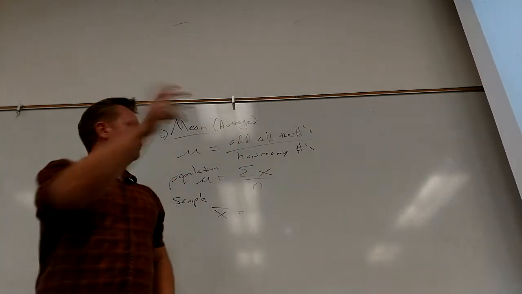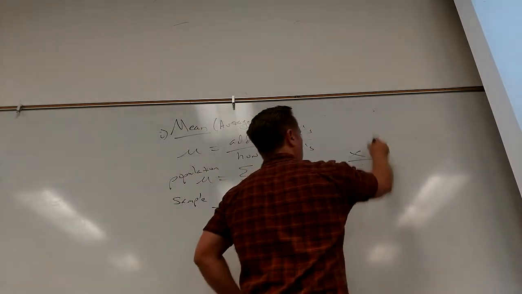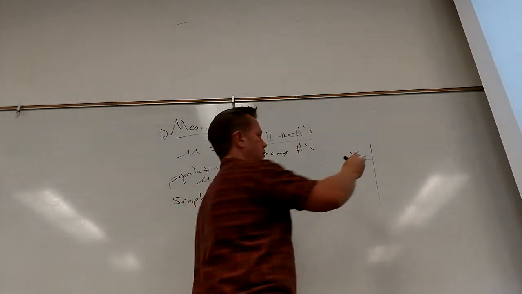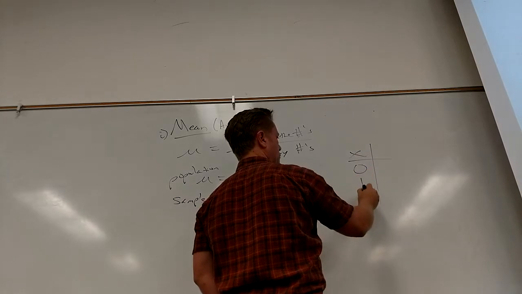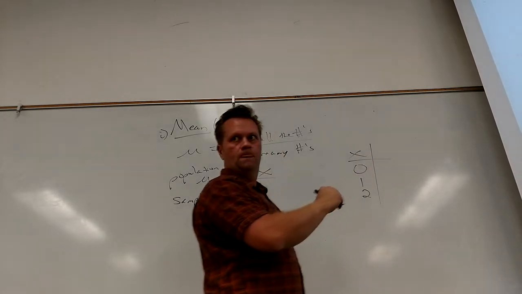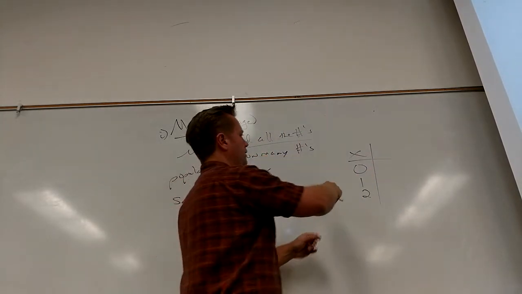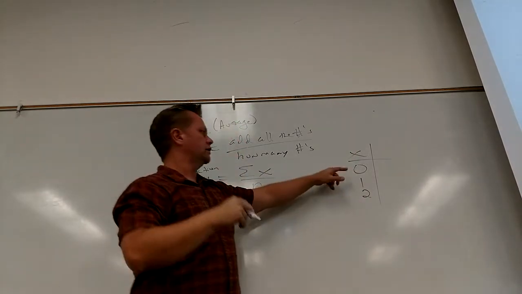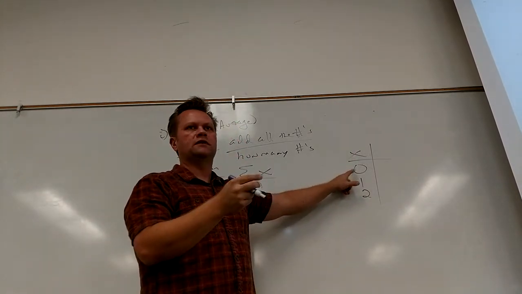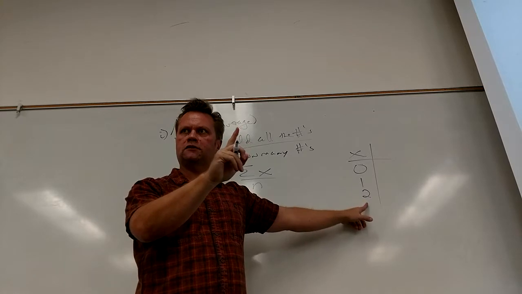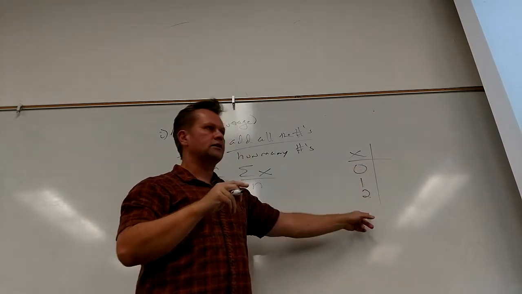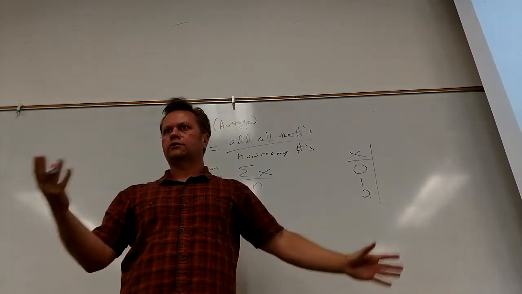All right. So if I went around and I asked people, how many TVs do you have in your house? And some people said 0, some people said 1, some people said 2. Let's say I asked 3 people. How many do you have? This guy says he's got 0. He's got no TVs. This guy says I got 1 TV. And this guy says he's got 2 TVs. So those are the X's. What would N be? 3. I talked to 3 people.